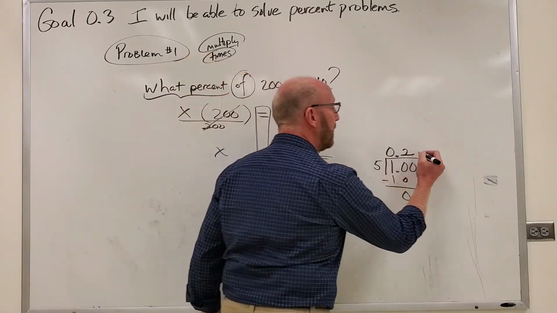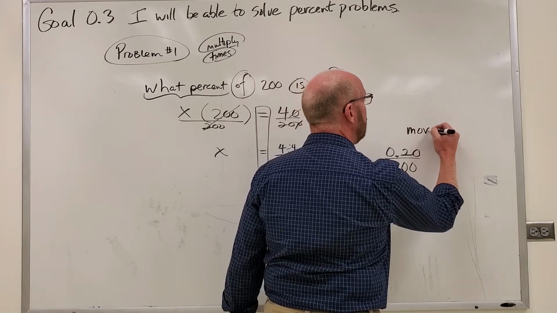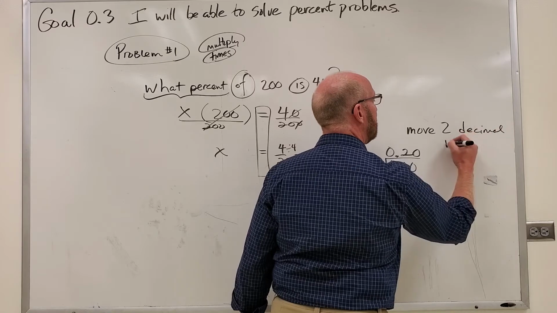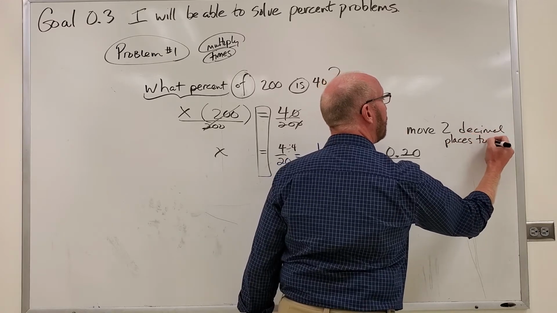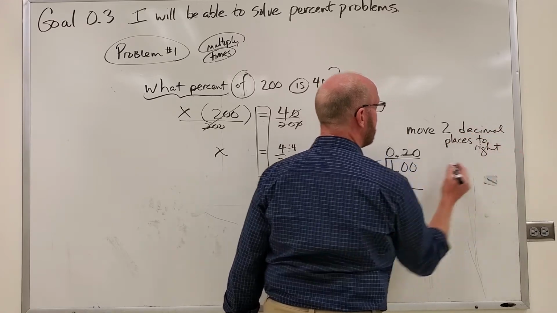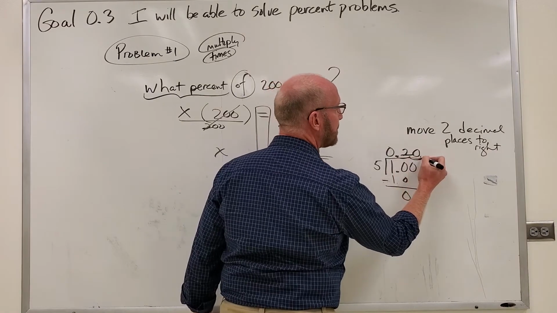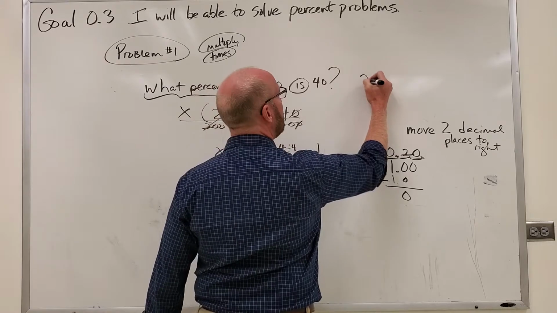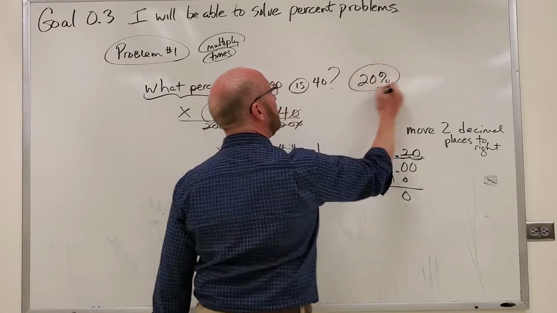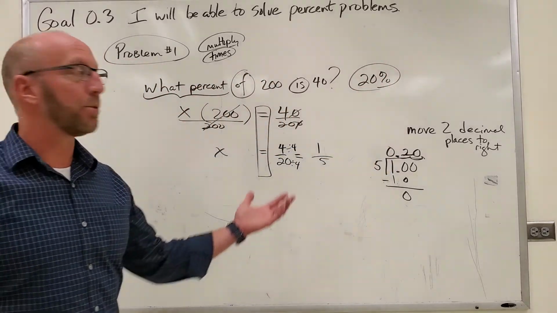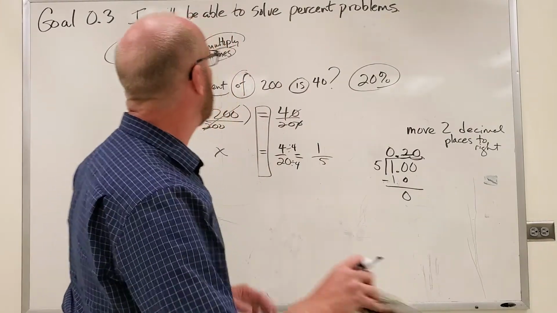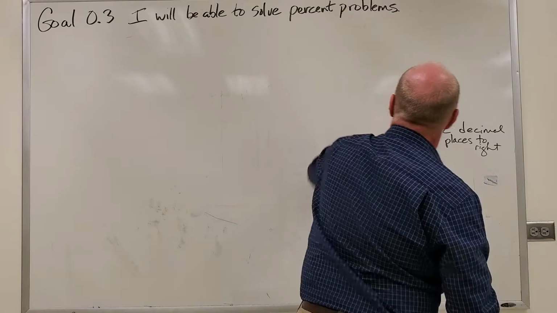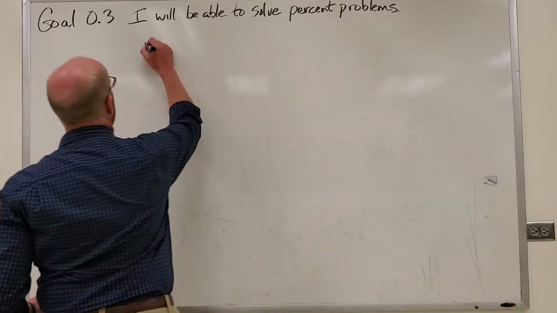Now remember, if you have a decimal, you move 2 decimal places to the right to make it a percent. Move it 2 times to the right, I get 20. What percent of 200 is 40? 20%. And that's less than 50%, as we figured it would be. Okay, let's do the second type of problem. Problem number 2.